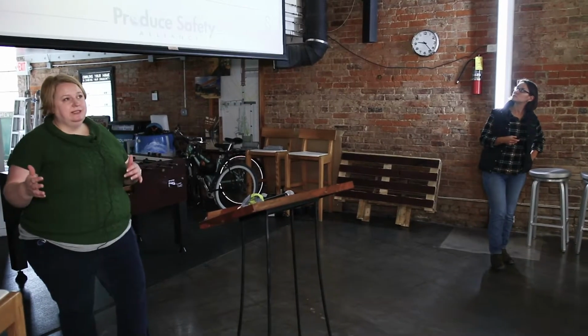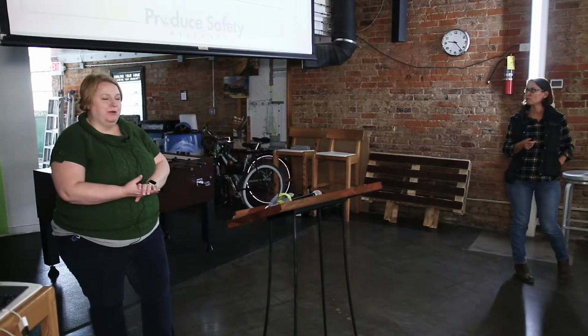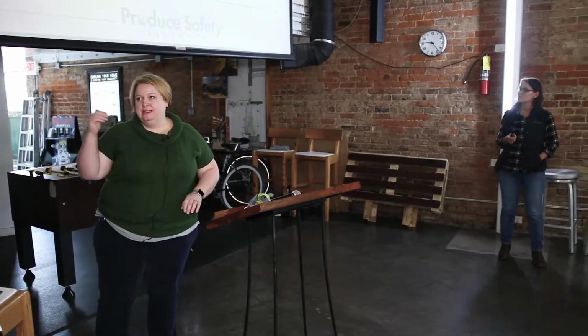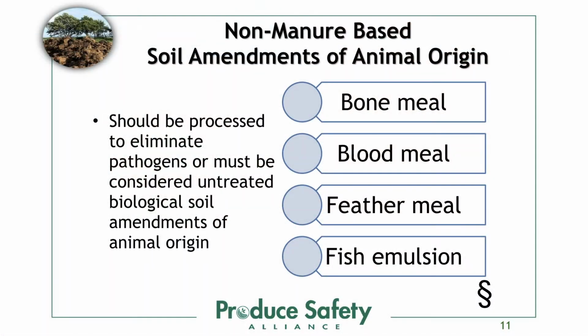Great. So again, there are even other types of non-manure-based soil amendments we have. Things that fall into this category are bone meal, fish emulsion, feather meal, and blood meal. So again, they should be processed in a way by the person manufacturing those to eliminate possible foodborne pathogens that may be there, or they must be considered untreated biological amendments of animal origin.